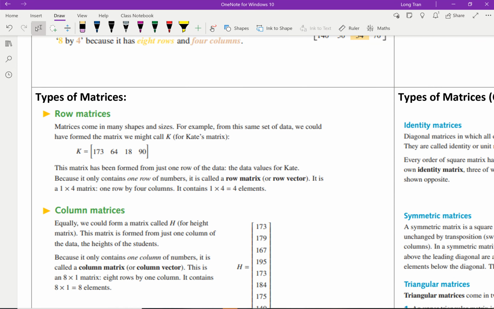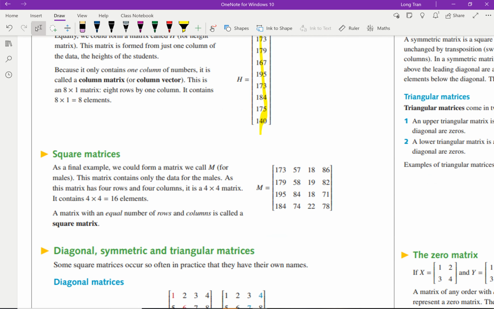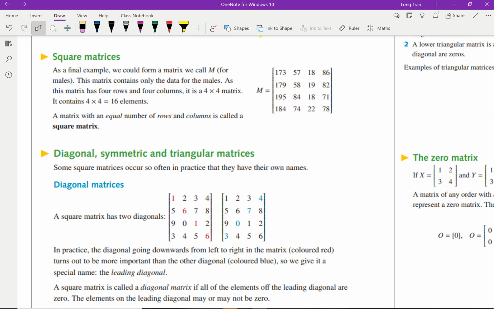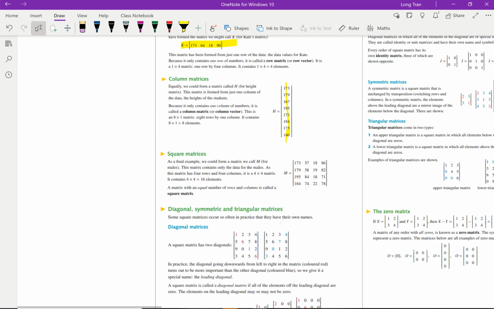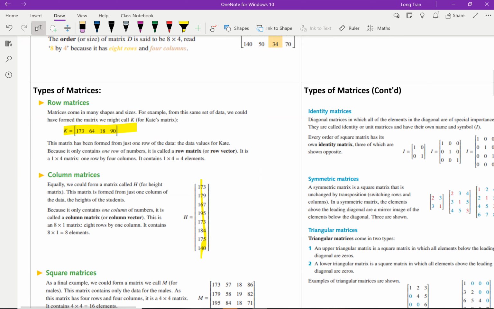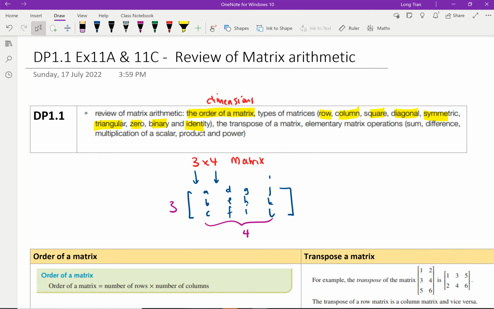So row matrix obviously is just the row. Column matrix, just the column. Square matrix is obviously a square. It's an even 3x3, 4x4, or 2x2. Diagonal matrix, that one you might want to read up. Okay, and symmetric and triangular and zero matrices are all under types of matrices. Okay, so I've got it all under one table there for you. All right, so that will tick off that section.